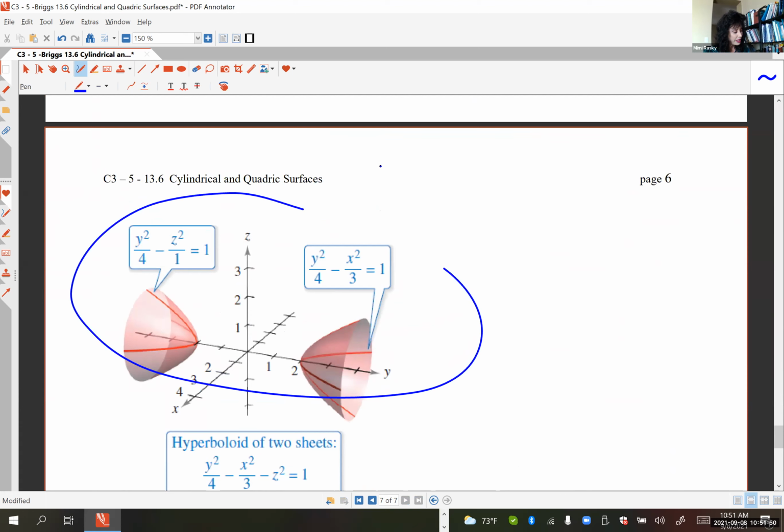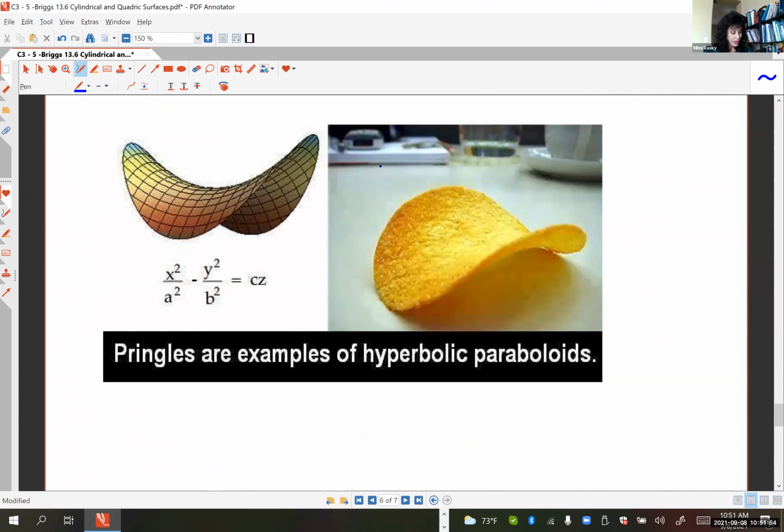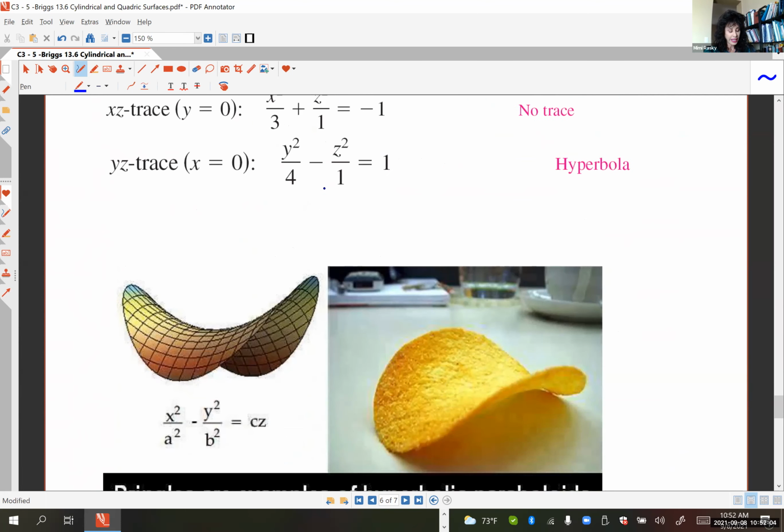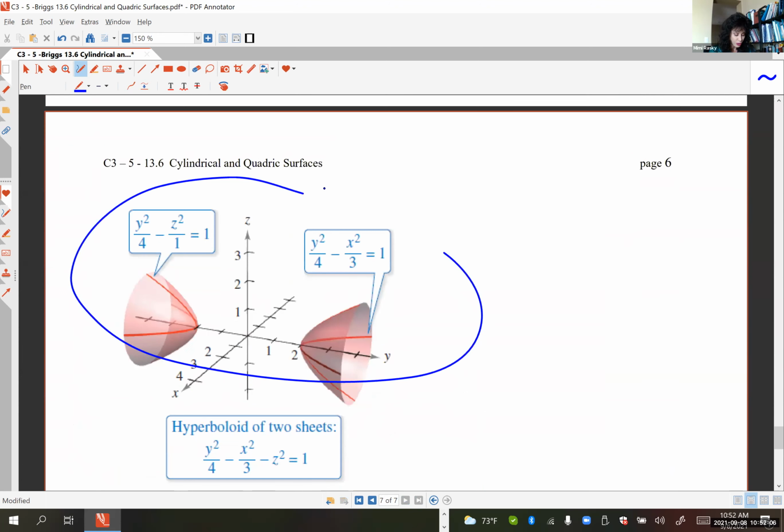Now, what about the traces? Like, how do you get traces? So if you look here, to get the XY plane trace, set z equal to 0. And that means that the trace will look like a hyperbola in the XY plane. And that's sort of true. Like if you look here where it intersects the XY plane, you get, you know, essentially a hyperbola.